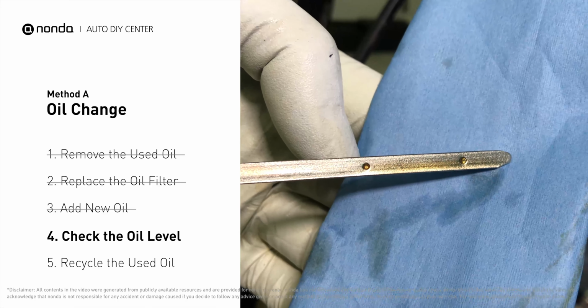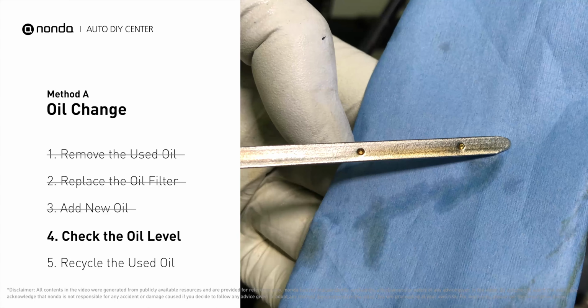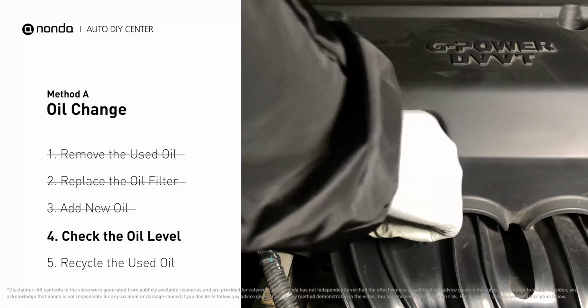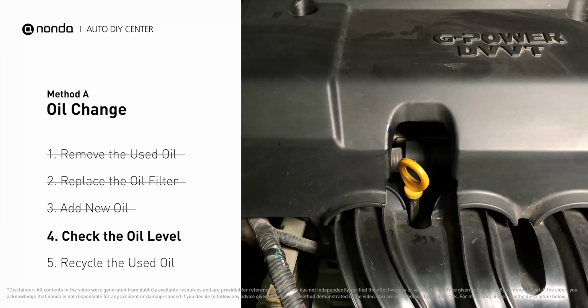The oil should be near the top dot or fill line. If it is close to the lower dot, you'll need to add more oil. If your oil levels are good, replace the dipstick and shut the hood.